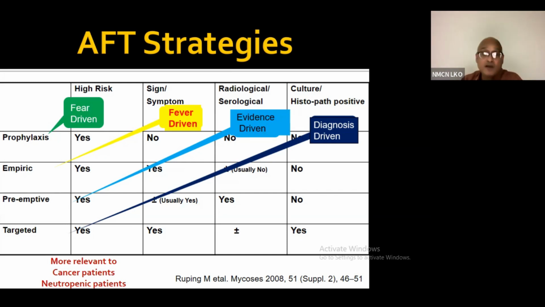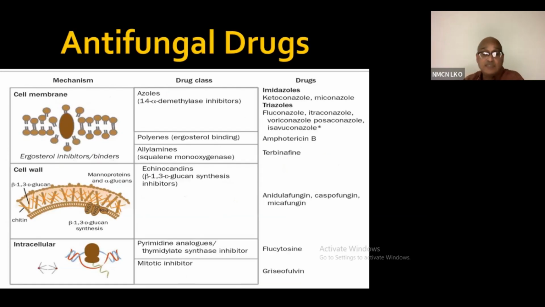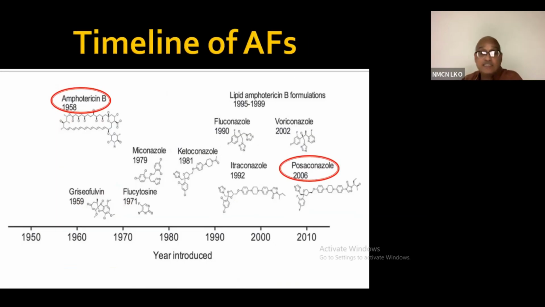Okay, so the timeline again: in 1950, 1960 the first amphotericin B came up, then in 1970 it was voriconazole and flucytosine. Then ketoconazole in 1981, itraconazole 1992, and so on and so forth, posaconazole.